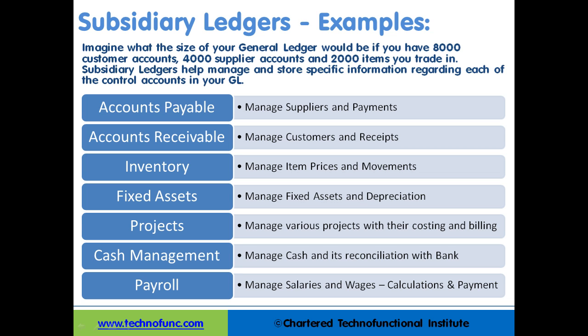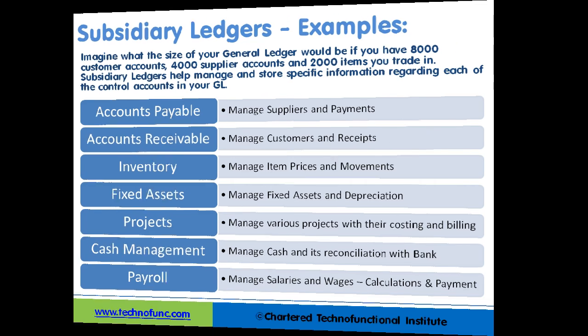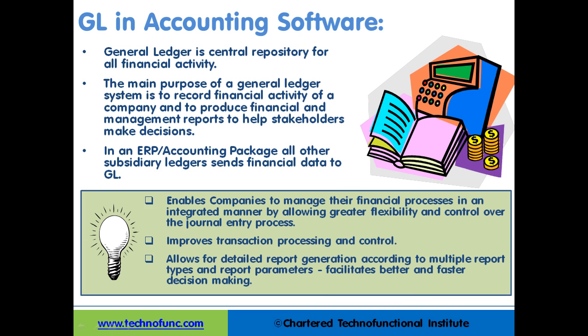Now, as we have basic understanding of GL and its subsidiary ledgers, let's look at some benefits of having an automated general ledger system. Slide 5. GL and accounting software. Now we understand that the general ledger is the central repository for all financial activity. The main purpose of a general ledger system is to record financial activity of a company and to produce financial and management reports to help stakeholders make decisions.